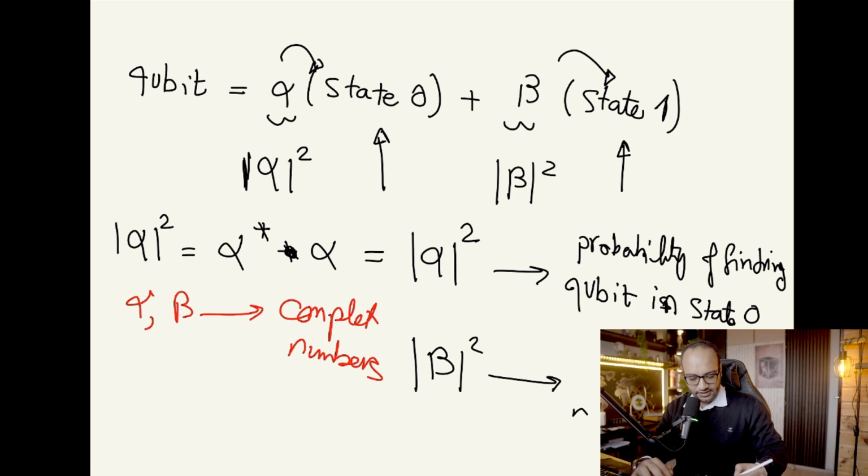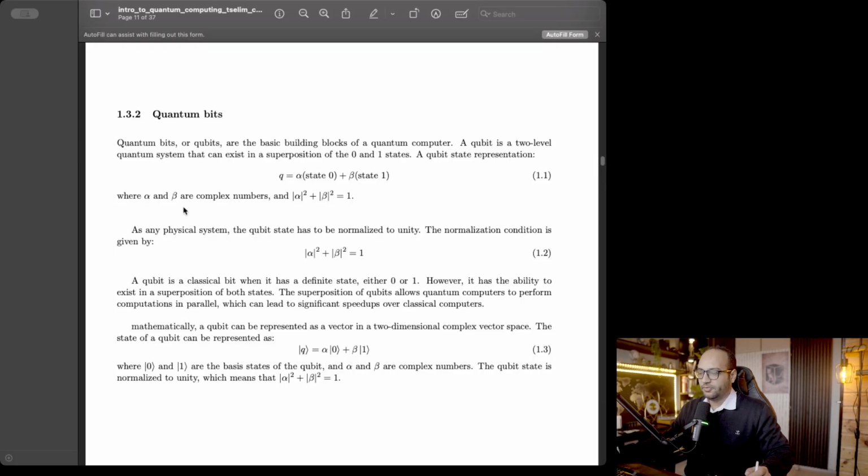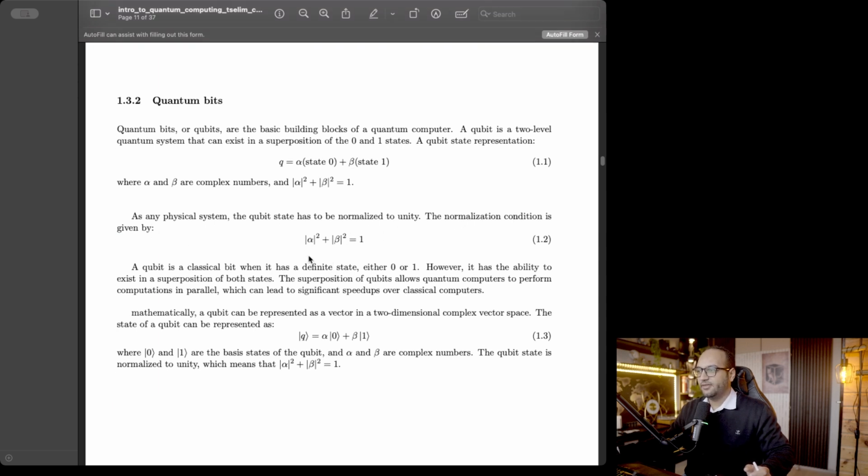The qubit is a quantum particle, so it has to be either in the state 0 or in state 1. It can't be in another state because it's a 2 energy level system, or partly in between. So the total probability of being in 0 or being in 1, when we perform the measurement and the whole system collapses, should equal 1. So alpha and beta are complex numbers in general, and the modulus of alpha squared plus the modulus of beta squared should equal 1. As any physical system, the qubit state has to be normalized to unity, and the normalization condition is given by this formula, in which the square of alpha plus the square of beta, in the way that we have explained, should equal 1.